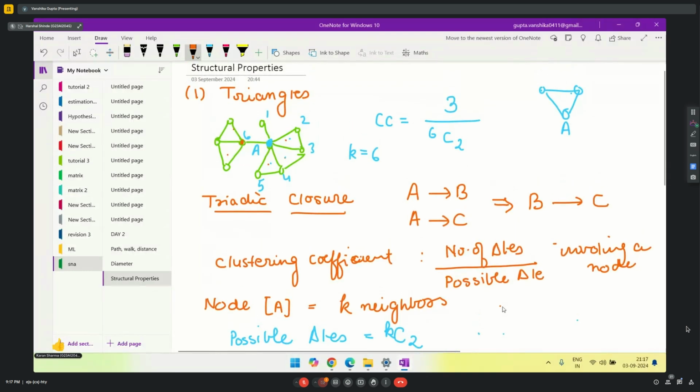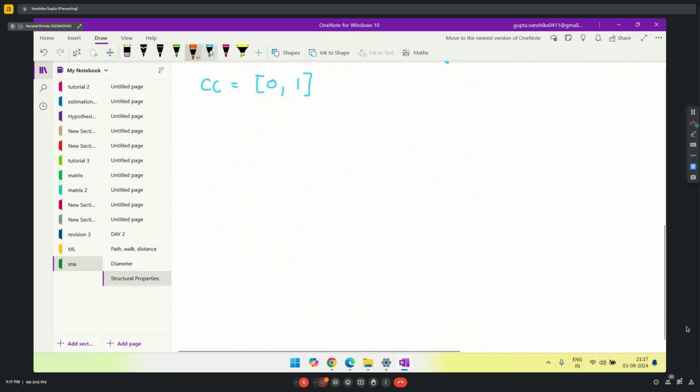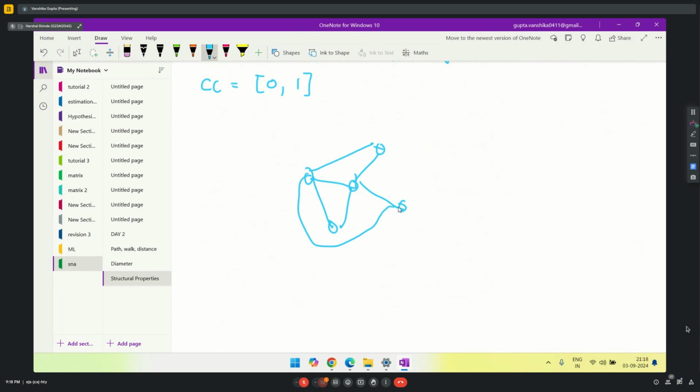Okay, so let's move on to the second structure. When we say that the graph is complete, which node will we take? Let's say any node. Let's say this is a node. It has four neighbors. This node is connected to all other nodes, this particular node is also connected to all other nodes, and that goes for every other node. Everyone is connected to every other node. In such a case, we say it's a complete graph.